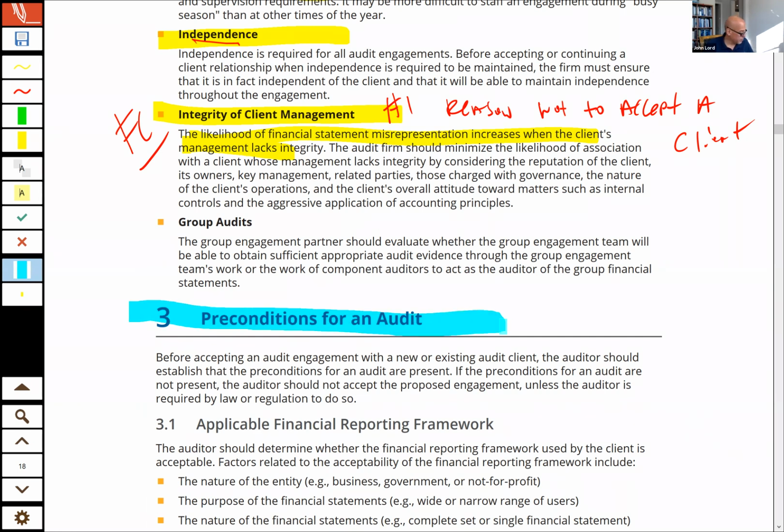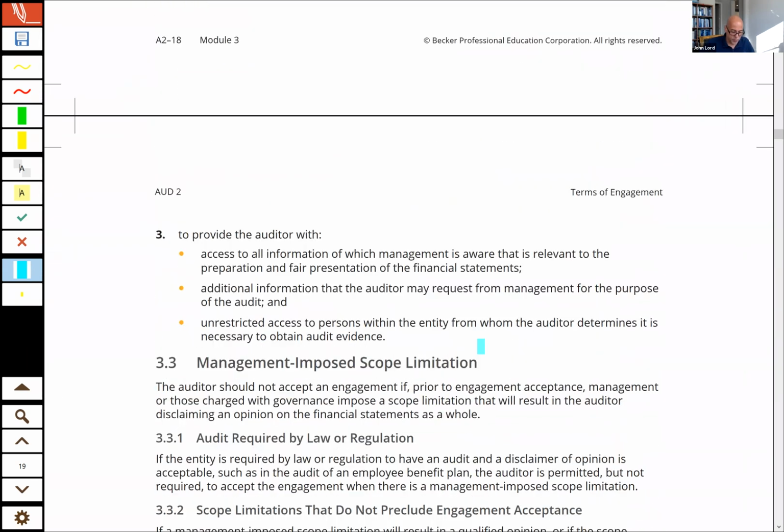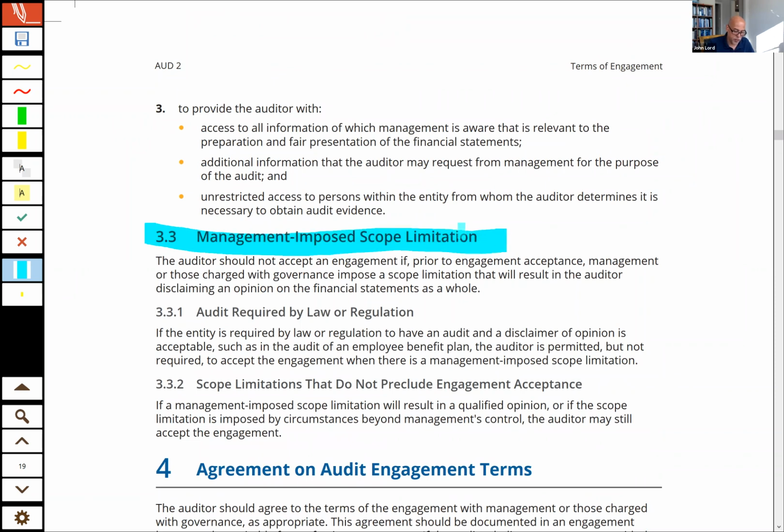Okay. All right. Preconditions for an audit. Let's just go over management imposed scope limitation, and let's flashcard this. So what happens? Management imposes a scope limitation on you that you know about going in, before you even accept the engagement, and that limitation is going to result in a disclaimer of opinion. You can't accept the client. You can't accept a client going in knowing that management imposed, not circumstance imposed, management imposed, a scope limitation that can result in a disclaimer. You can't accept the engagement.